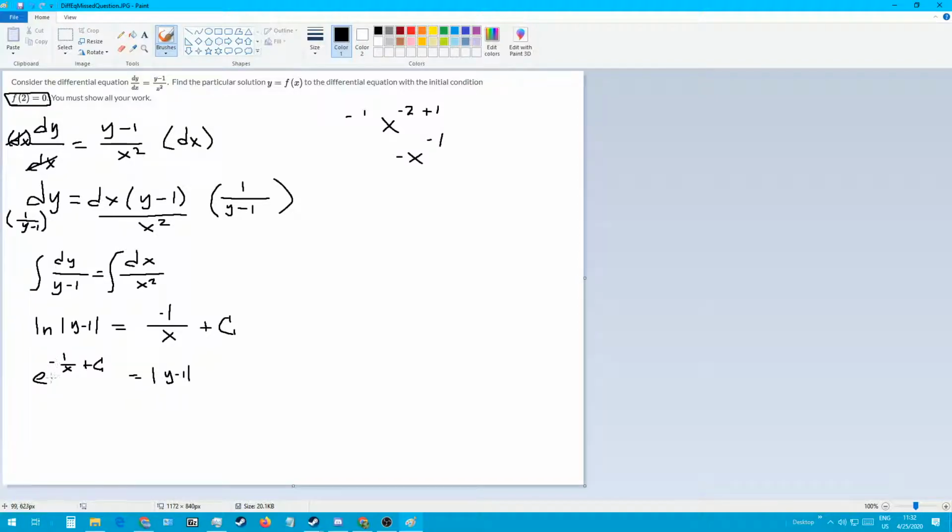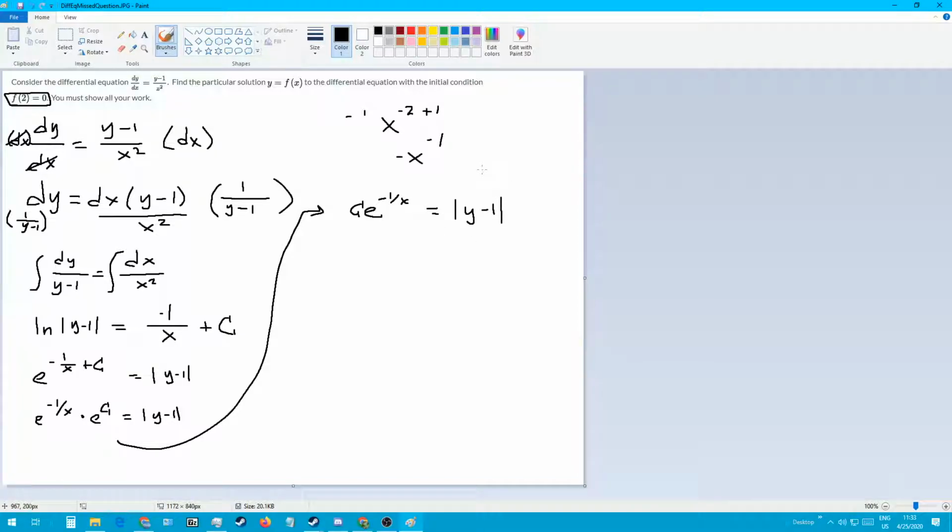And then we can expand this to e to the negative 1 over x, using our exponential rules, times e to the c equals absolute value of y minus 1. So now, because e to the c is just a constant, we can simplify this. Let me just rewrite this up here. C e to the negative 1 over x equals absolute value of y minus 1.